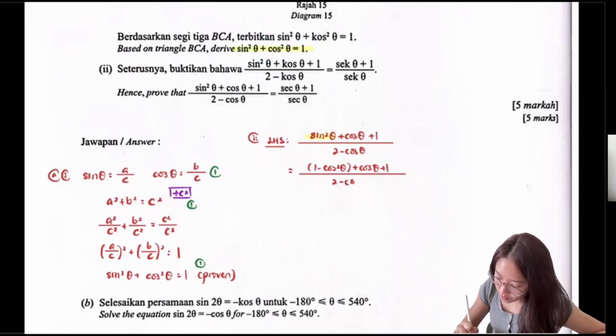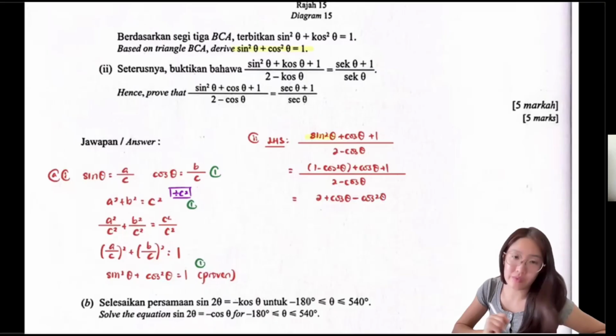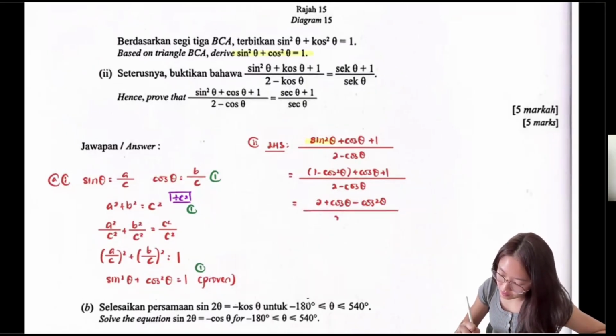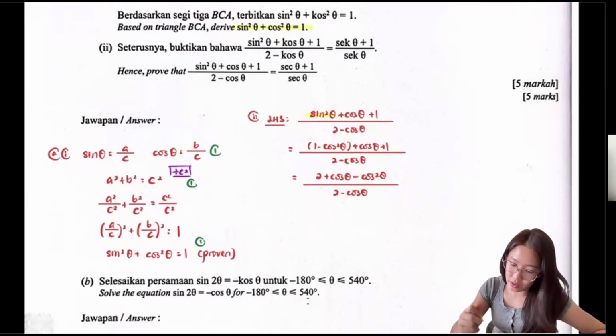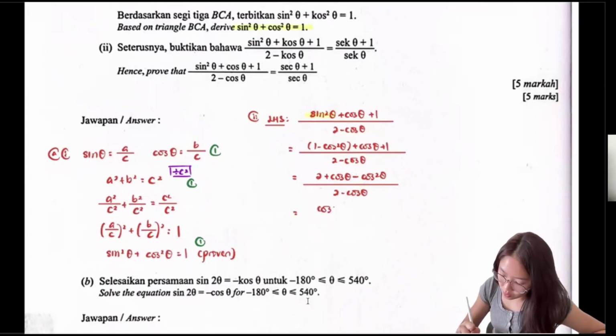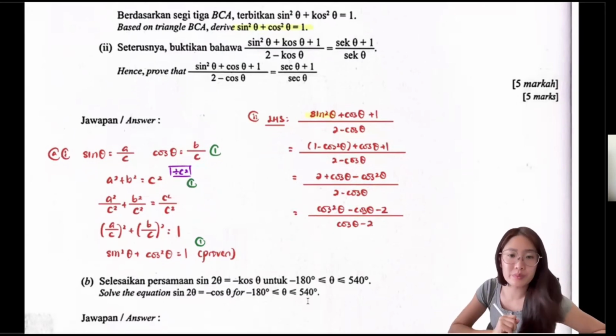Okay, at the bottom, copy first. On top, 1 plus 1 becomes 2. 2 plus cos theta minus cos square theta. Everything becomes cos already. Okay, and then at the bottom, 2 minus cos theta. All right, guys, I don't want the cos square to be negative because I want to factorize. So what I'll do is I'll change the sign for the whole fraction. Cos square becomes positive, cos becomes negative, 2 becomes negative. At the bottom also the same thing, it becomes cos minus 2.